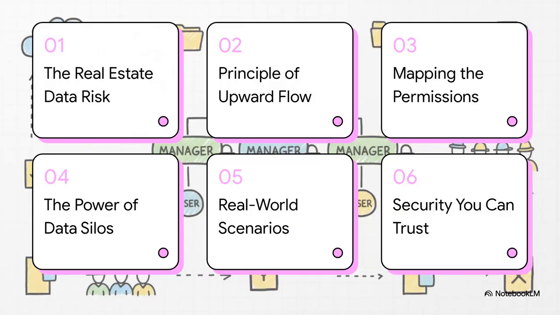All right, here's our game plan. We're going to start with the risk, what happens when data is a free-for-all. Then we'll get to the solution, this cool principle called upward flow. After that, we'll map out the specific permissions, dig into something called data silos, run through some real-world examples, and wrap up by looking at how this whole thing is locked down and secured.